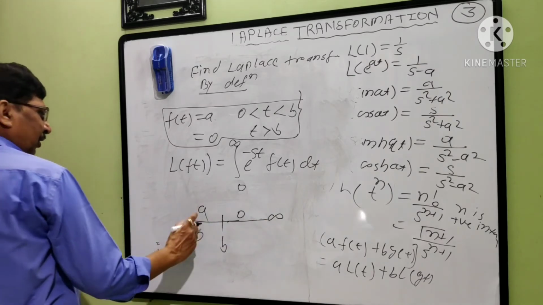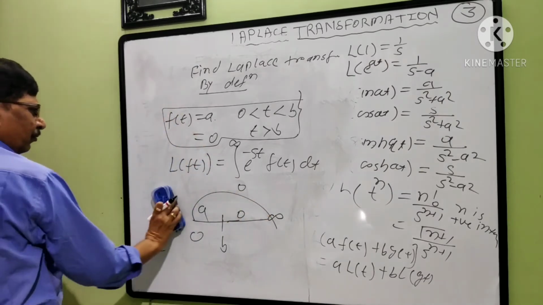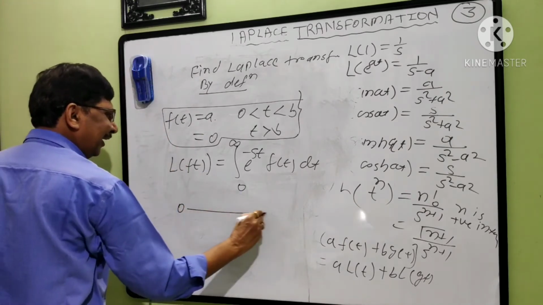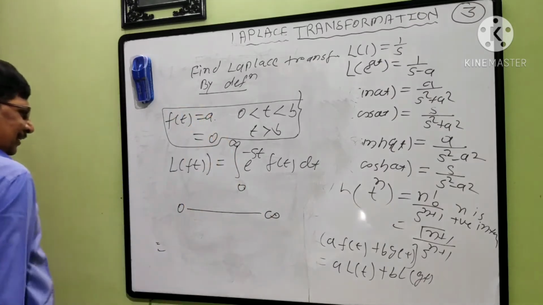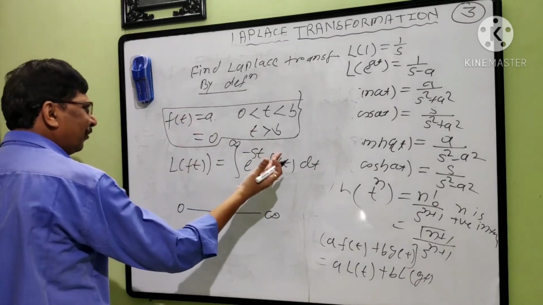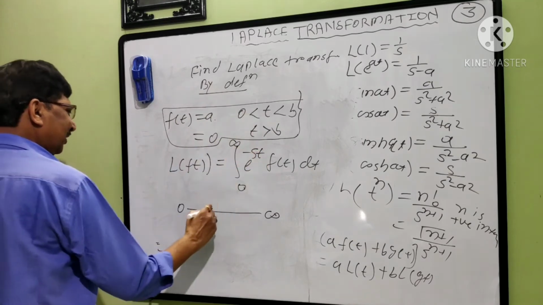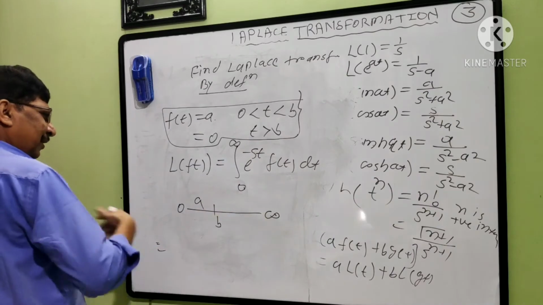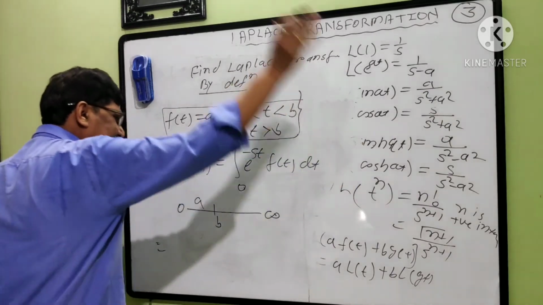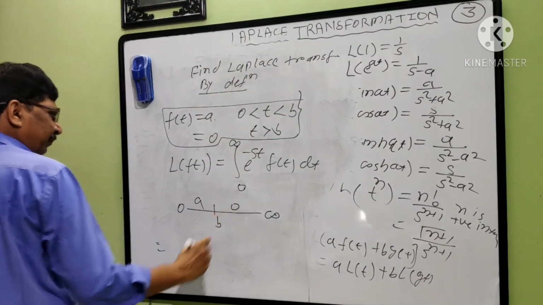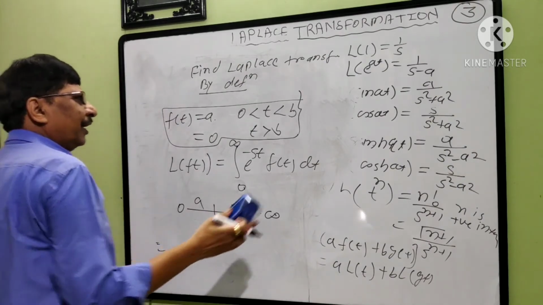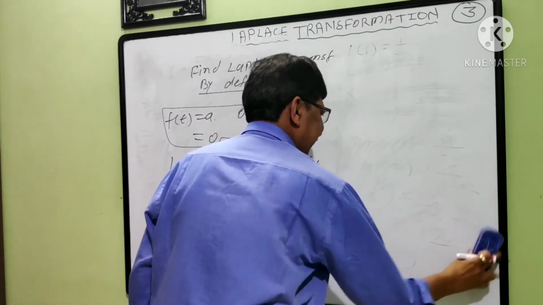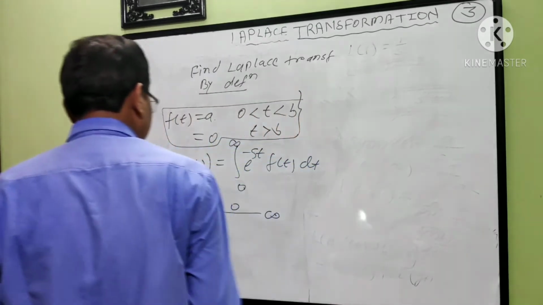Actually our definition is from 0 to infinity. What I am going to tell you is that the definition is from 0 to infinity, we are taking the integration from 0 to infinity, but the function is divided. How is it divided? From 0 to b there is a different definition, that is a. But when t is greater than b, up to infinity, it is 0. So that is why I am going to write now. I hope you have grasped this. Okay.